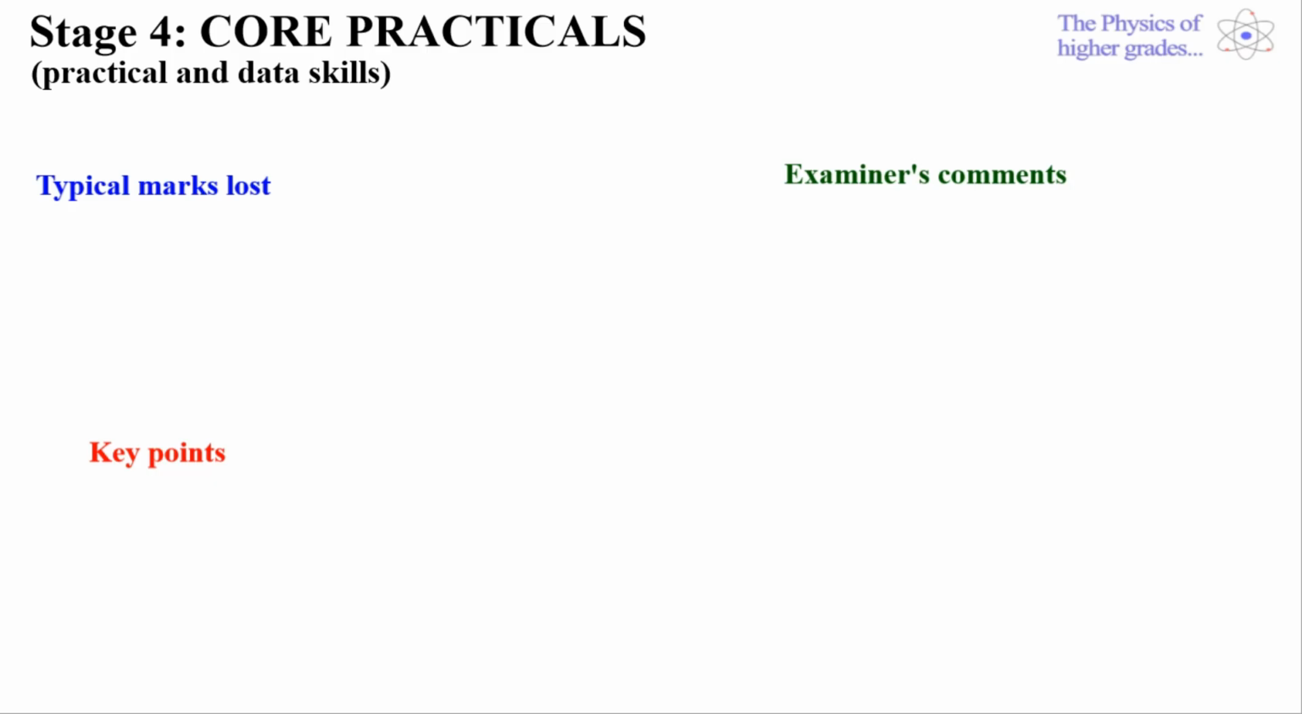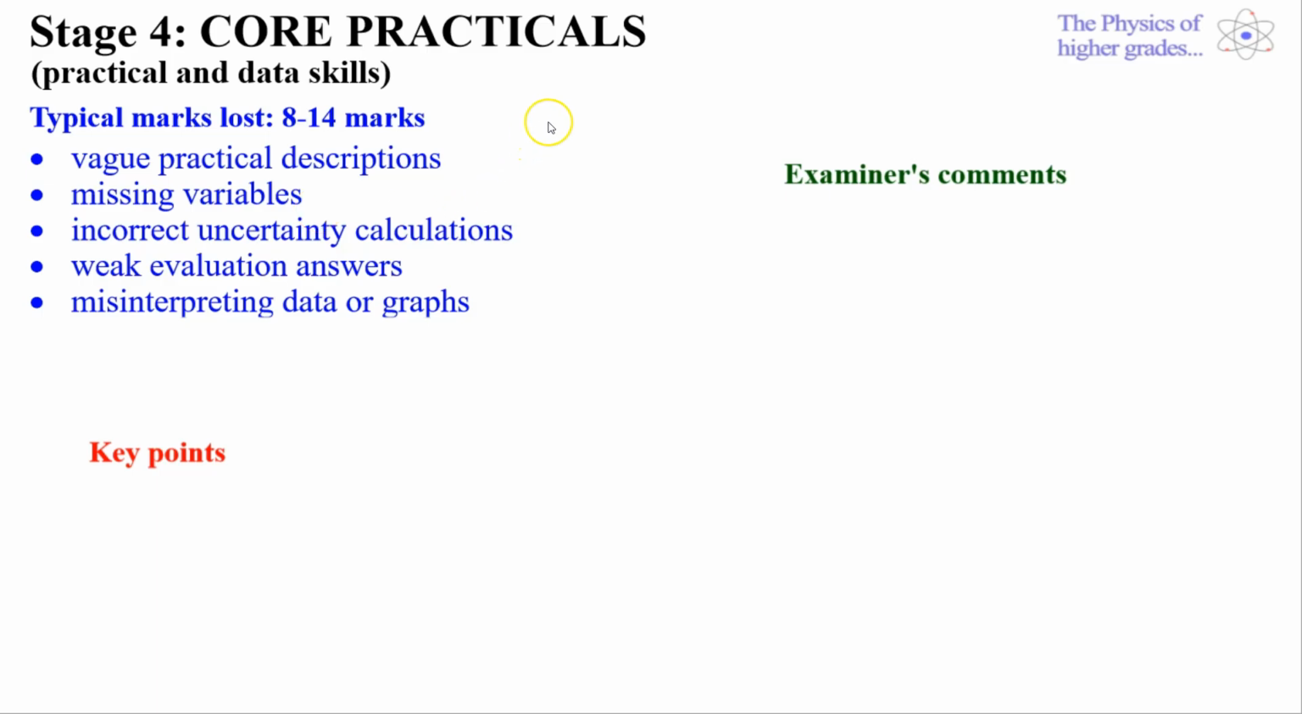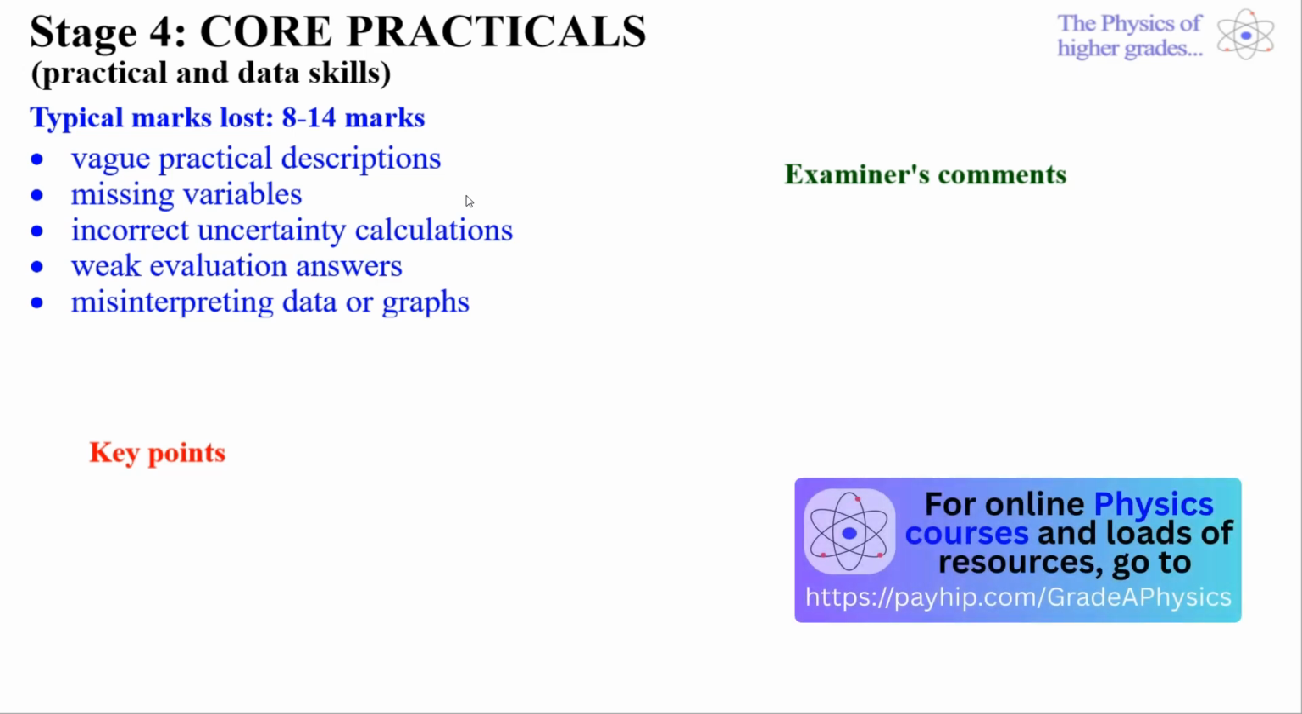We are now on to stage 4. This is core practical skills and manipulating data, writing up experiments, and so on. So typical marks lost in this, quite a few. Usual culprits would be vague descriptions, not identifying variables. The uncertainties is a big part of this, and you need to be really, really confident with that. We will look at a practice question on uncertainties later on. Poor evaluation and misunderstanding data and graphs.